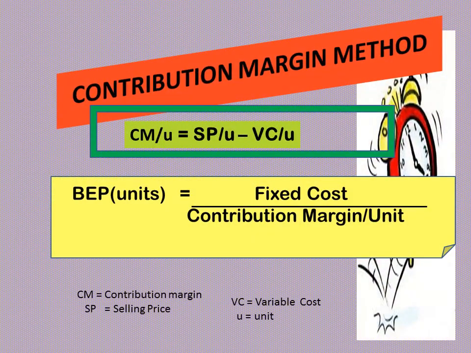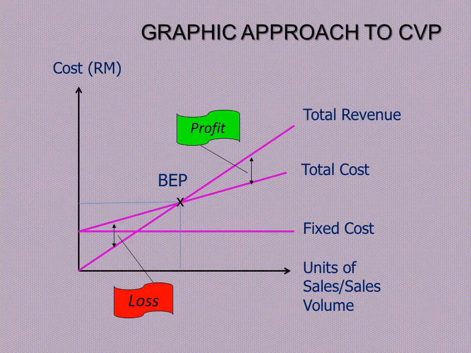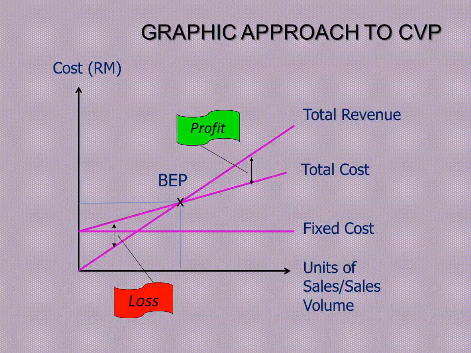Contribution margin method. Contribution margin per unit equals selling price per unit minus variable cost per unit. Break-even point in units equals fixed cost divided by contribution margin per unit. Based on the graph, we can see the profit area and the loss area. The profit area will be above the break-even point and the loss area below the break-even point.